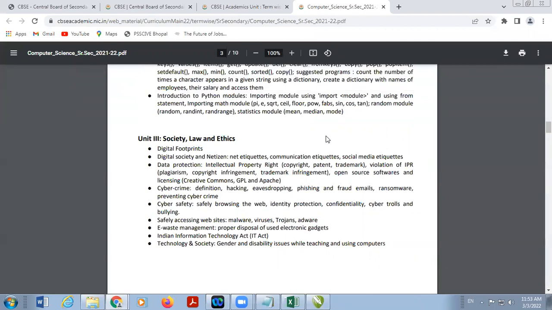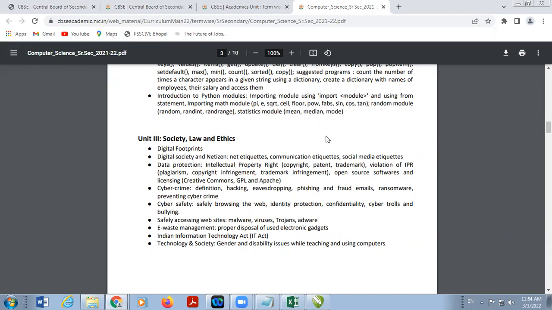So you will remember digital footprint, digital society and netizen, net etiquettes, publication etiquettes, social media etiquettes, then data protection, IPR. Here you will discuss copyright, patent and trademark, violation of IPR, plagiarism, copyright infringement, then trademark infringement, then open source software, licensing, Creative Commons, GPL, Apache. After that, there is cybercrime: definition, hacking, eavesdropping, phishing, fraud emails, ransomware, preventing cybercrime. Then there is cyber safety: safely browsing the net, identity protection, confidentiality, cyber trolling, handling, safely accessing websites, malware, virus, trojan, adware.